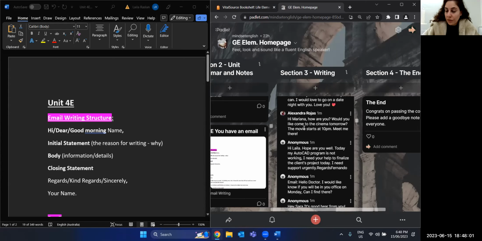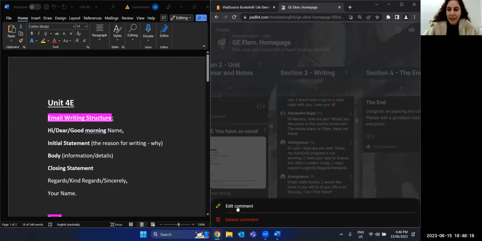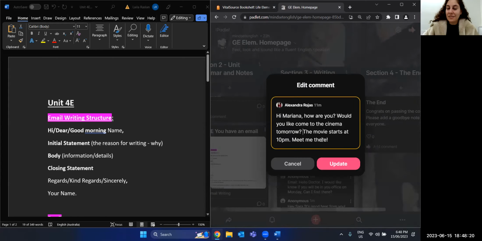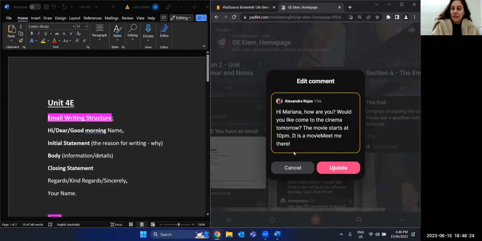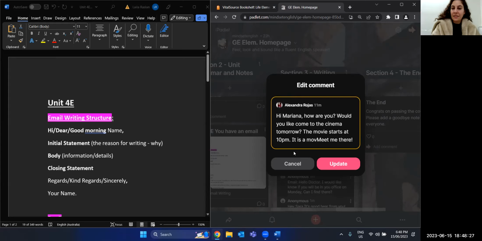Question. The movie, you can't say it because it would mean the cinema starts at 10. Not really. It's the movie that starts at 10. So I need to say the movie first. Starts at 10. If you want, you can add a sentence. It is a movie about. Actually, let me add that. What's the movie about? It is a movie about. It is about.